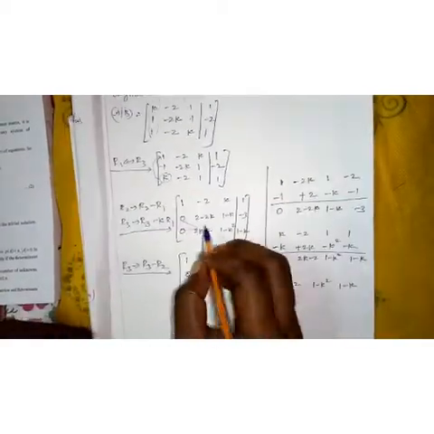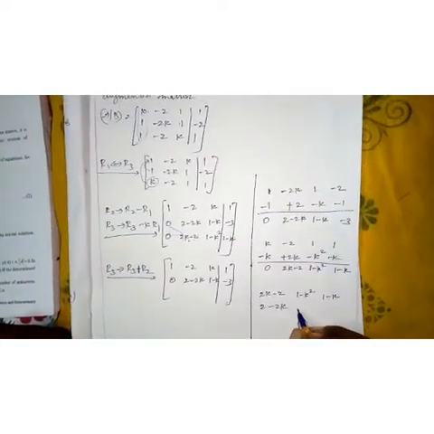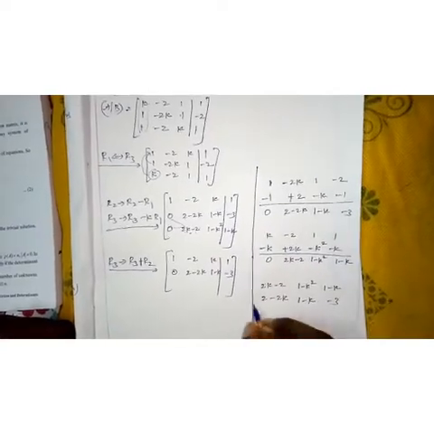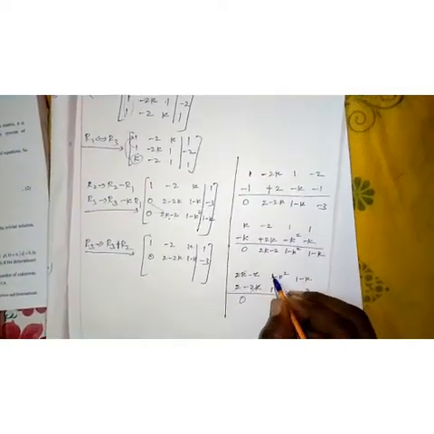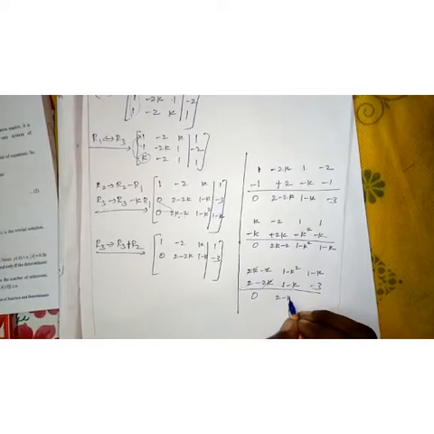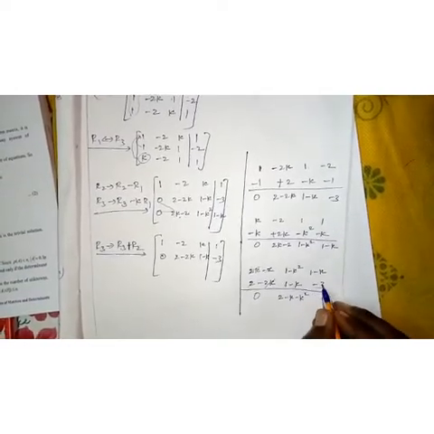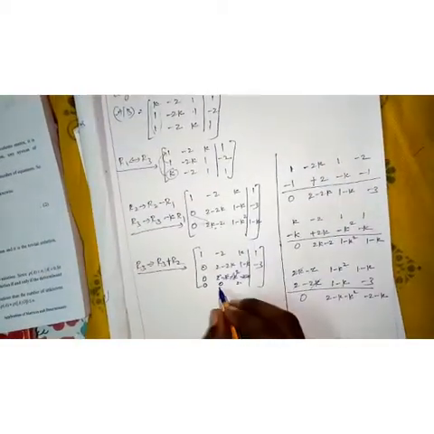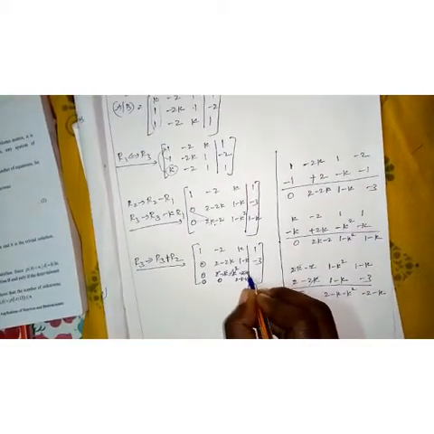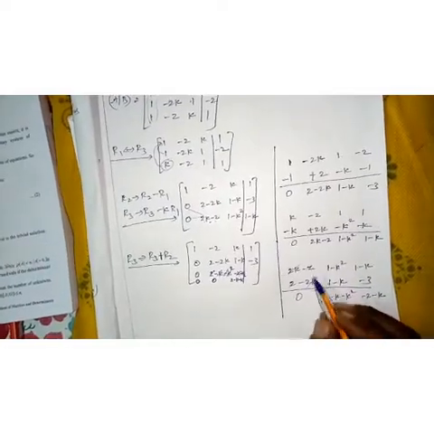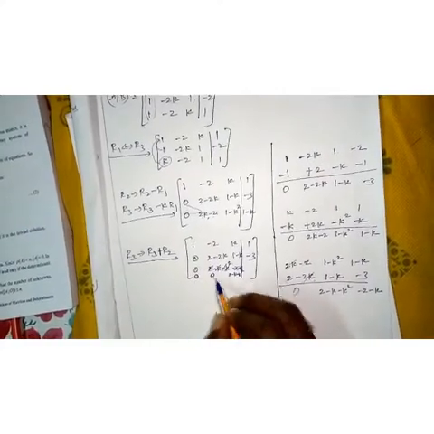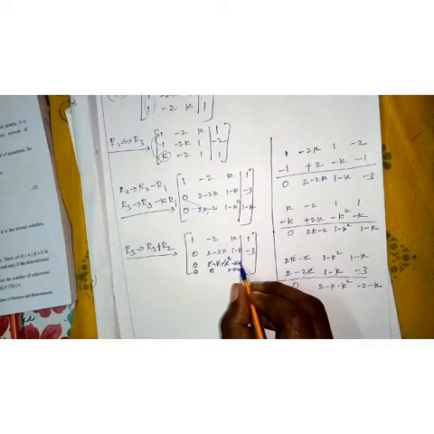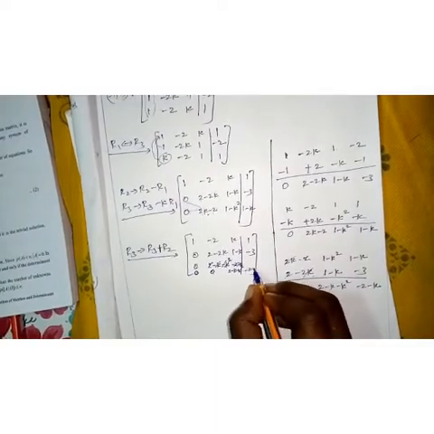Better add this. So 2 minus 2k, 1 minus k, minus 3. See, minus 2k plus 2k, this is 0. So here add the numbers: 1 plus 1, 2, then write k and then write k square. Here 1 minus 3, minus 2 minus k. This is the answer: 0, 2 minus k square. When adding these two rows, this answer comes: 0, 0, 2 minus k square, minus 2 minus k.